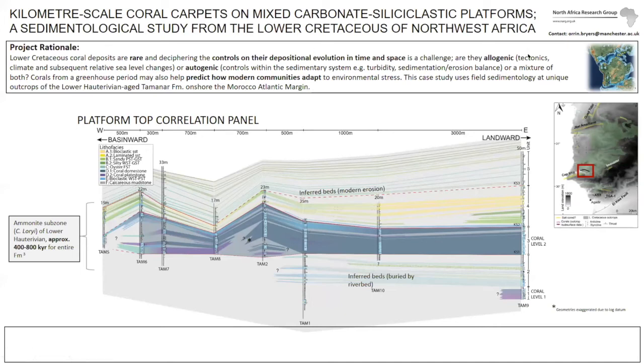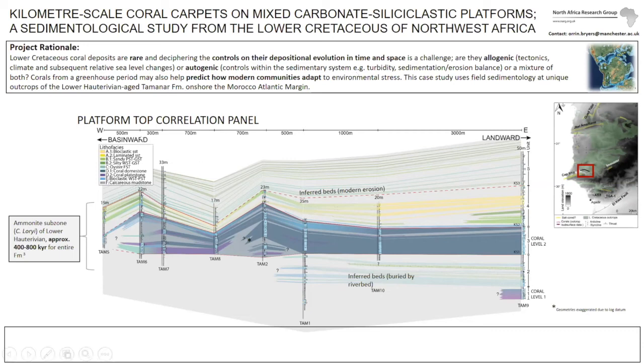Okay, yeah, so this project is looking at Lower Cretaceous corals in southwest Morocco. And it's really quite a unique place because the outcrops are laterally extensive for kilometers across the margin. Whereas in other places there are time equivalent corals, but they're actually pretty sparse, just a few hundred meters or small bioherms or biostromes. And it's a great place to basically look at depositional controls in time and space. So looking at allogenic versus autogenic controls. And also it'll be interesting to see what these corals from a greenhouse period can tell us about modern and future corals and how they adapt to environmental changes.